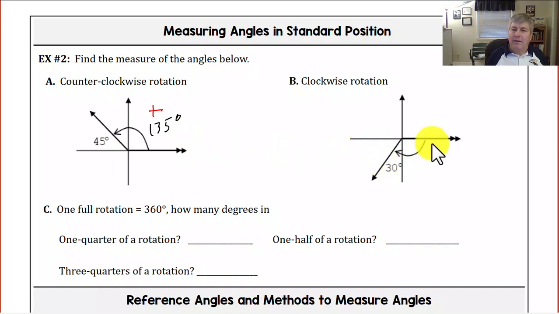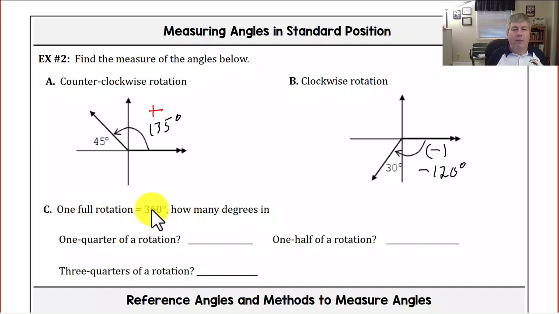And in example B, we can see here we're going in the negative direction. One quadrant, 90 plus 30 degrees. So this angle is a negative 120 degrees.